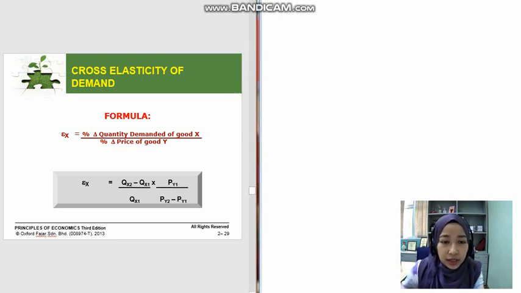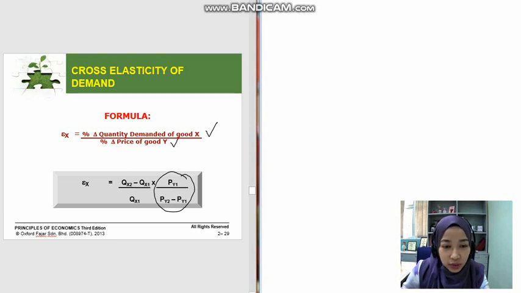We are looking at the change in the quantity demanded of good X when there is a change in the price of good Y. So good X and good Y can either be substitute products or complementary products. You can determine whether they are substitute or complementary based on the answer when you calculate the elasticity. So how do we calculate it? Same formula: change in quantity demanded divided by the change in the price of the other product. There is a difference here. You are looking at the price of the other product, not the price of the same product.